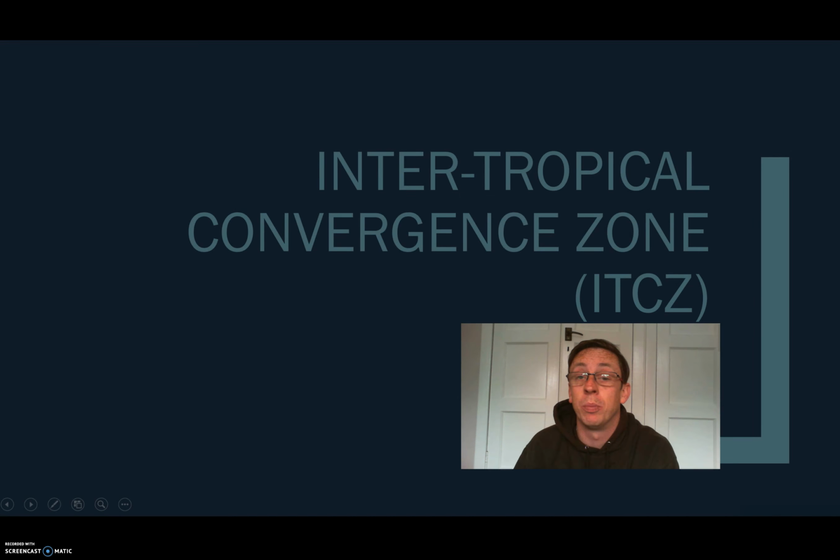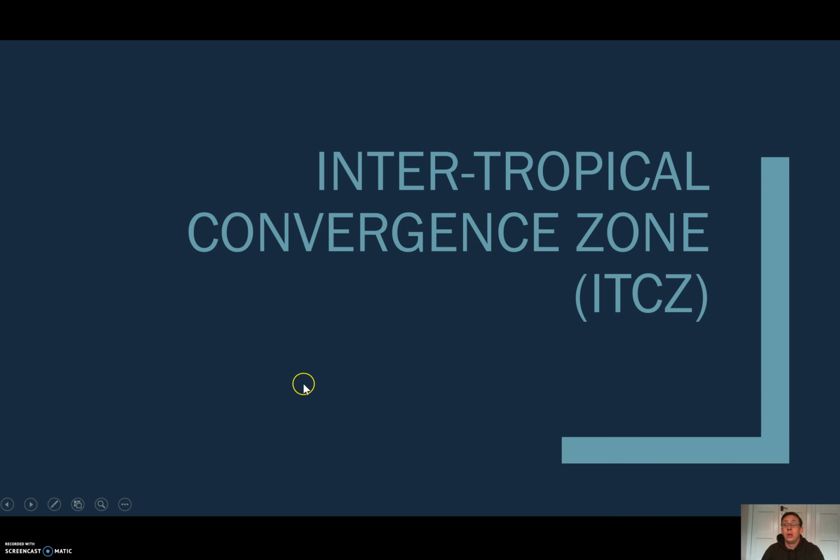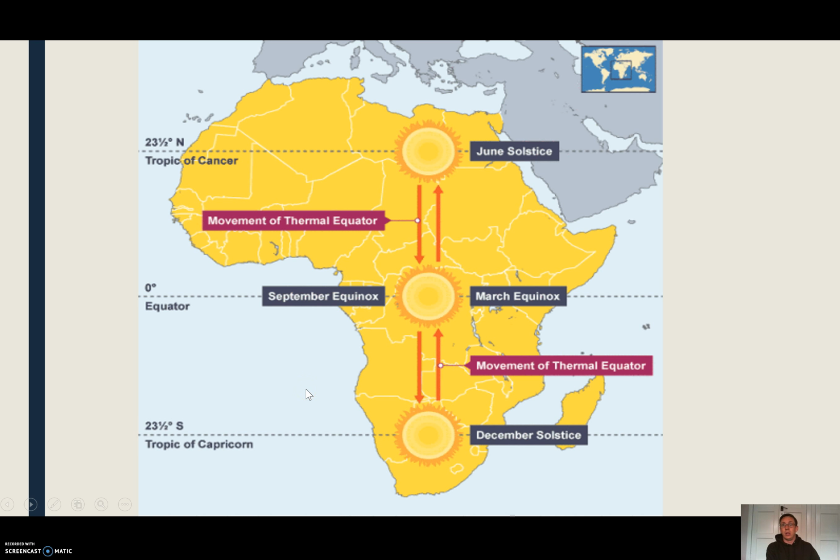Hi guys, welcome to this, the fifth, I think, video in our series looking at the atmosphere, and in today's video we're going to be looking at the ITCZ, or the Intertropical Convergence Zone. Now, the Intertropical Convergence Zone is a band of air that goes all the way around the Earth. It is characterised by extremely heavy rain, and the movement of this zone happens throughout the year as it's driven by the thermal equator.